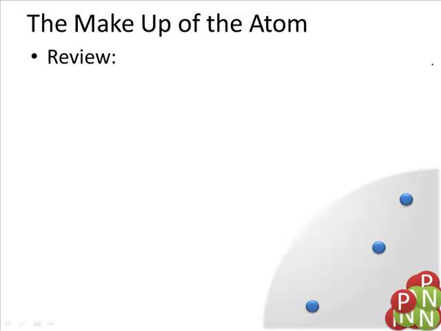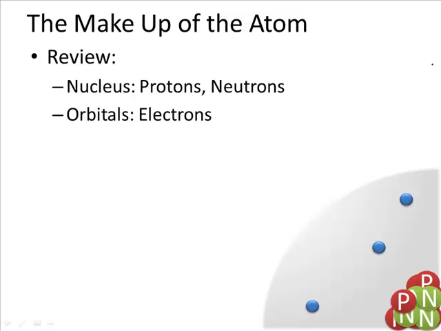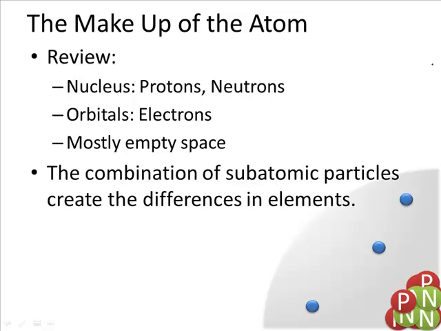So, to review, there's 3 subatomic particles. In the nucleus, we have the protons and neutrons, which both weigh about 1 AMU, and orbiting around the nucleus are the electrons, which are much smaller in comparison. The rest of the atom is mostly empty space. These 3 subatomic particles put together in different combinations give us enough variety to create all of the different elements, all 118 of them, on the periodic table.